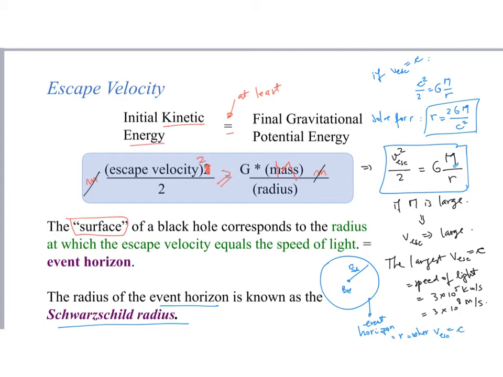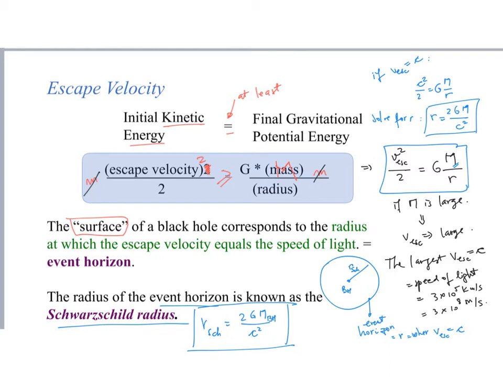Okay, and we just calculated that Schwarzschild radius as being 2 times the universal gravitational constant times the mass of the object, in this case the black hole, divided by the speed of light squared. And this is going to turn out to be a very useful formula.